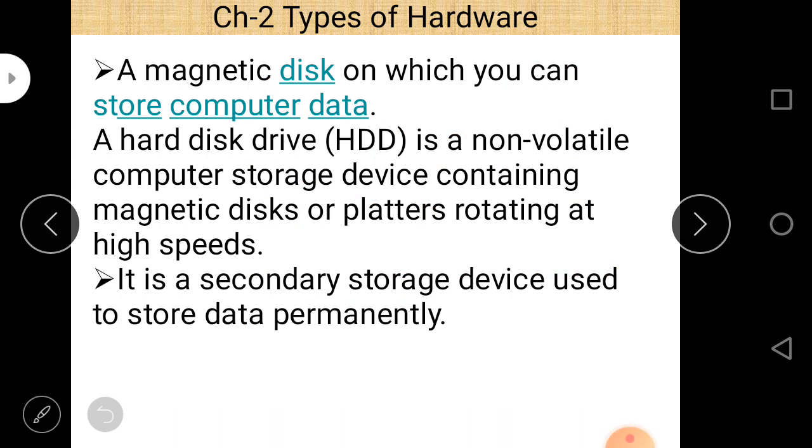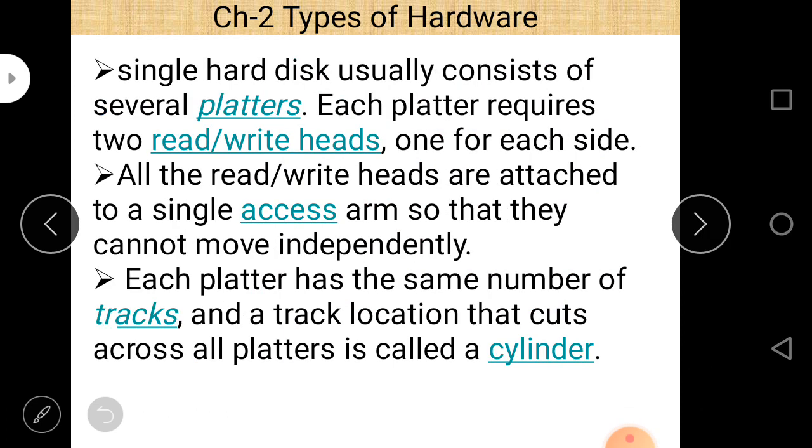Second thing, it is a non-volatile memory, or we can say that data is stored permanently in this type of memory. And third thing is, platters, and data is stored when platters are rotating at a very high speed. So that is the concept of hard disk.